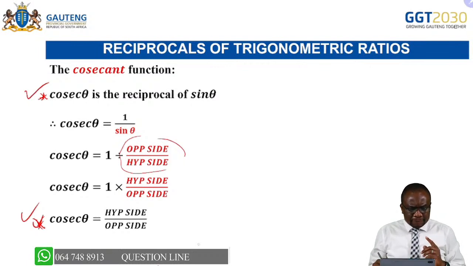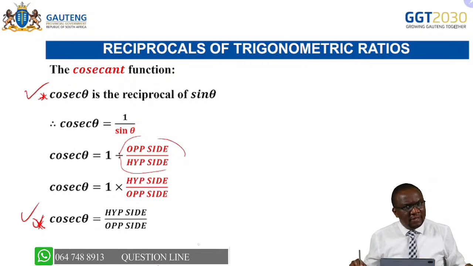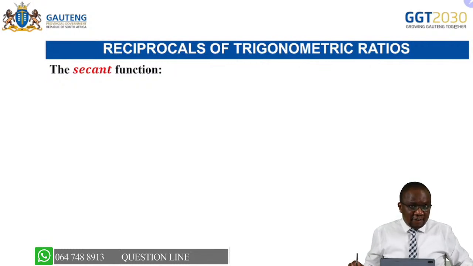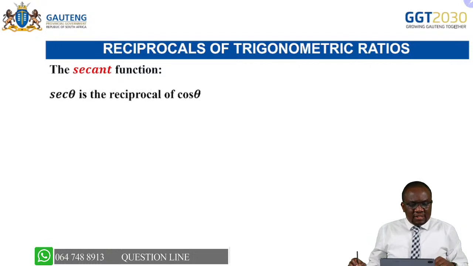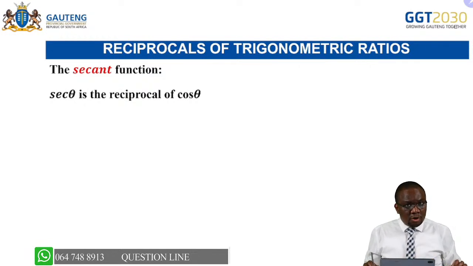Cosec sometimes confuses, since it sounds like we're going to be talking about cos. Please take note: cosec theta is the reciprocal of sine theta, not cos theta. There is a reciprocal for cos theta, which we're going to now. The second function: sec theta is the reciprocal of cos theta. Sec theta is the reciprocal of cos theta.